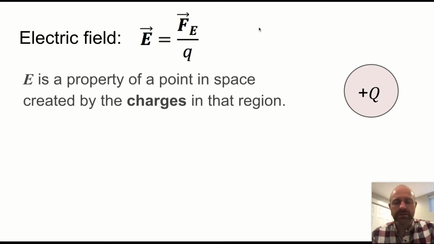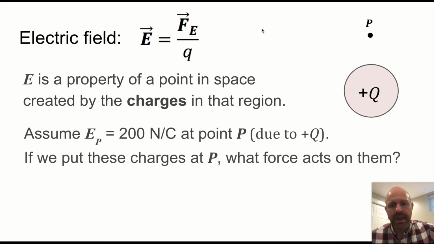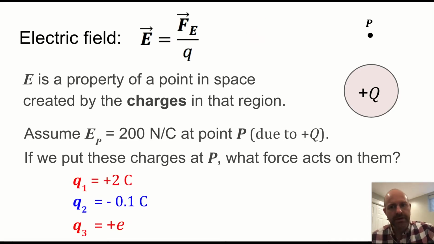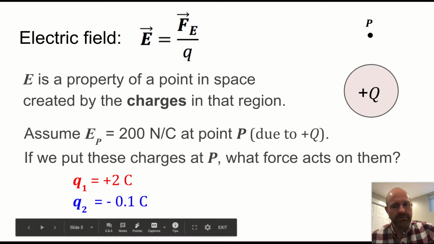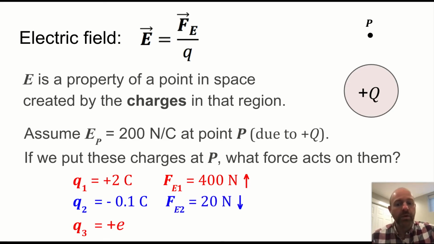So this electric field, capital E, is a property of that point in space, created by whatever charge happens to be nearby. If you think of a point P, some distance away, it might have 200 newtons per coulomb as its electric field due to this positive charge. If we put charges there, what forces act on them? Well, if we put a positive 2 coulomb charge there, then we would multiply that by the 200 newtons per coulomb electric field to get 400 newtons. And since it's a positive 2 coulomb charge, it would be repelled, so it would feel a force straight up in our picture. For a negative 0.1 coulomb charge, we would feel a 20 newton force that is attractive, down toward positive Q.